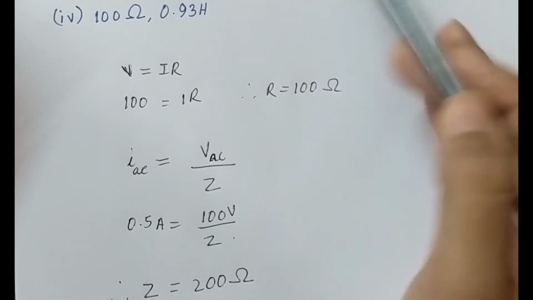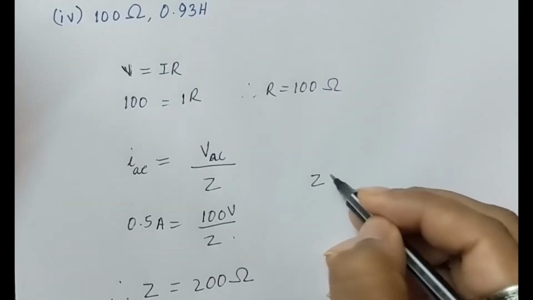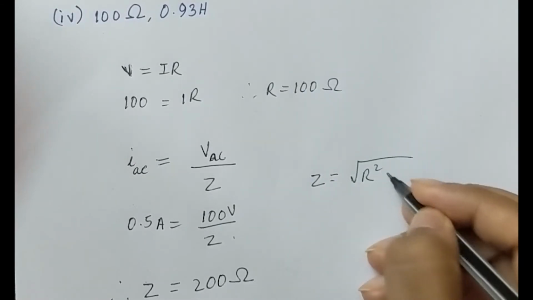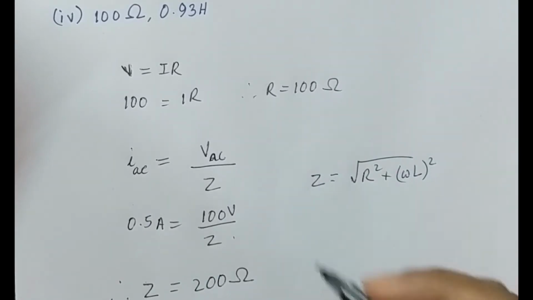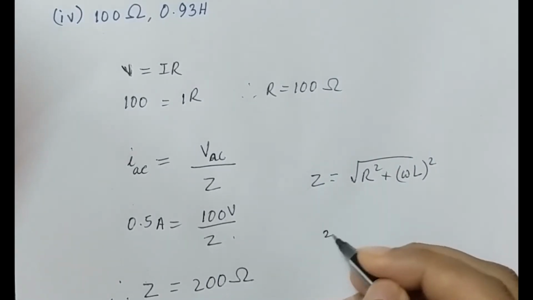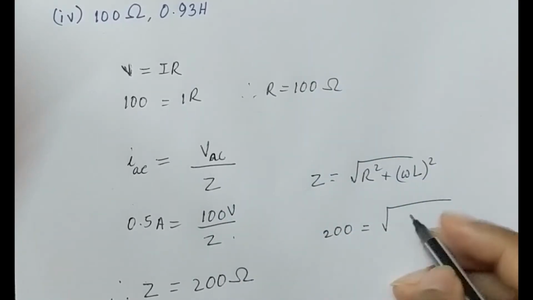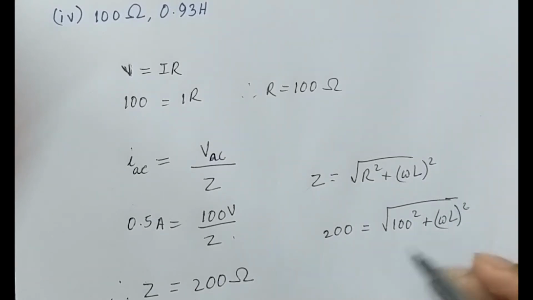The next thing we want to find is the inductance. Now in this Z, when there is a resistance and an inductance, then Z is equal to root over of R square plus omega L whole square. So we put the value of Z in, that is 200 is equal to root over of R value is 100 as we have already found out. So 100 square plus omega L whole square. We can simplify this, bring the root over to this side.